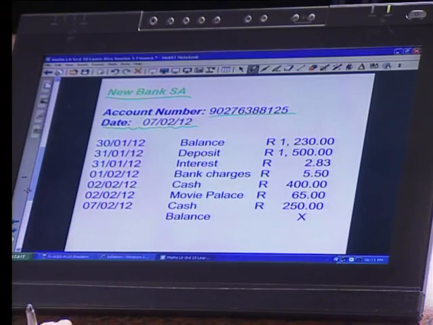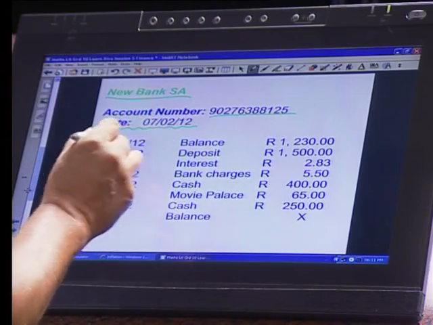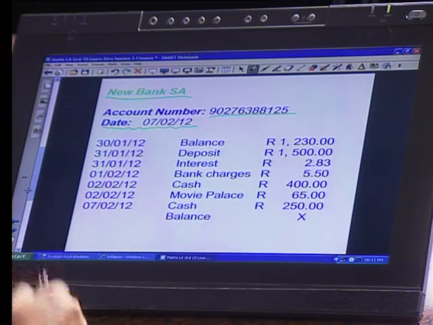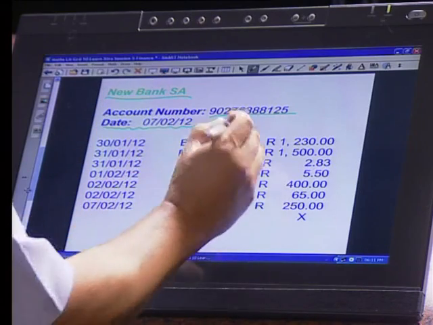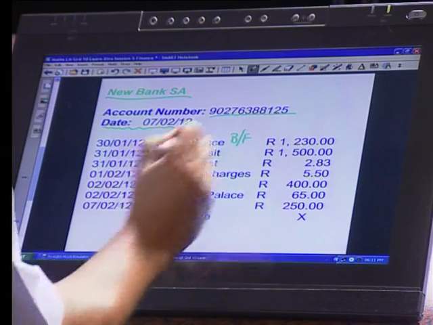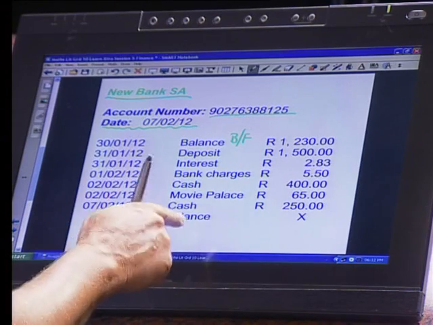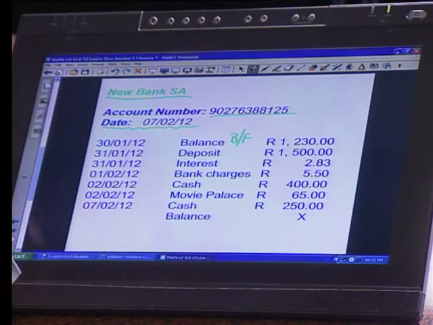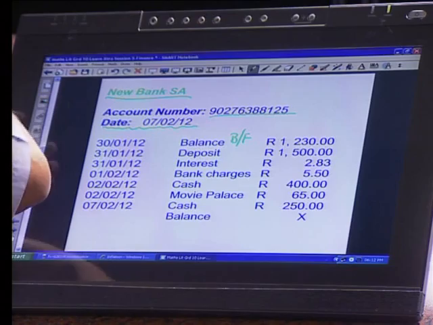Now, let's have a look at some of these words we spoke about. Here's something called the balance. Now, the balance says the balance at this date is 1,230 Rand, or we can also say it's the balance brought forward. Okay, the balance BF, brought forward. There's another balance here at the end, and that will be the balance at the end of the month. So there are 2 balances, one beginning of the month and one right at the end of the month.